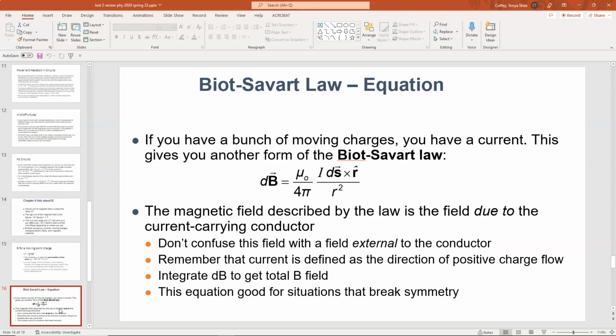The Biot-Savart law is good for situations where you don't have a nice symmetry, okay? So finite lengths of wire, arcs of circles, things like that.